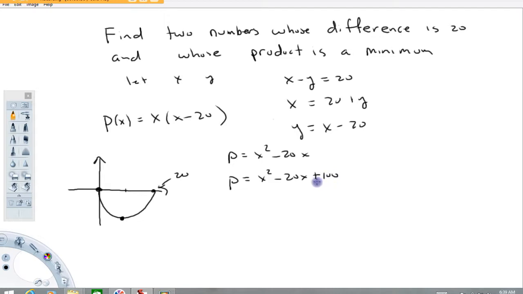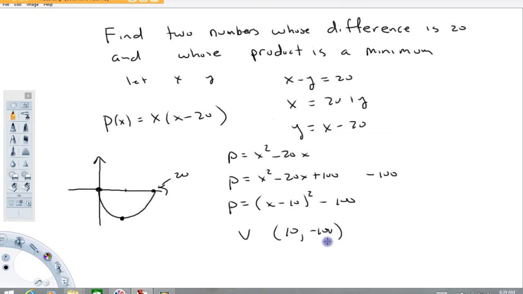Now, if I put a plus 100 here, I either have to put plus 100 over here or minus 100 on the right-hand side. Either one is fine. This is now equal to x minus 10, the quantity squared. So the vertex of this parabola, right, x minus h, x minus 10. The vertex is at the point 10, minus 100.